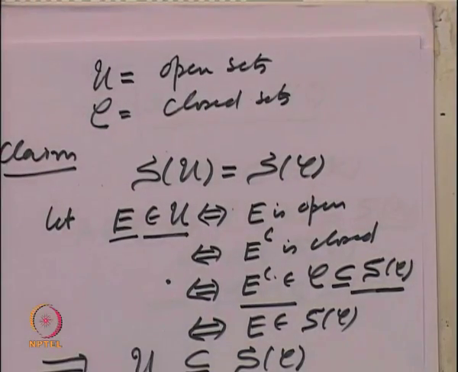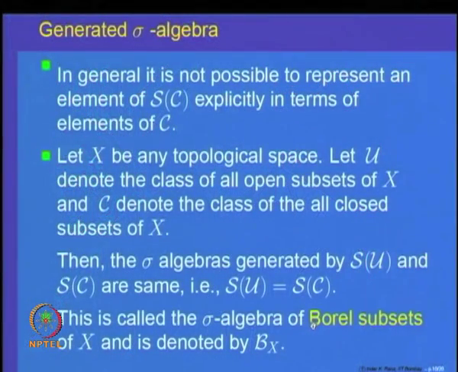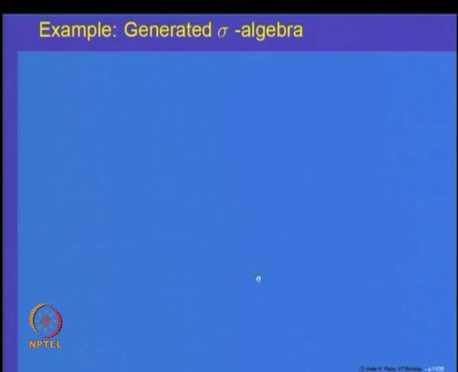So, this is a very important collection of subsets of a topological space, and this is given a name. This collection is called the Borel subsets of the set X. So, the sigma algebra generated by all open sets or by all closed subsets of a set X is called the Borel sigma algebra of subsets of the set X.